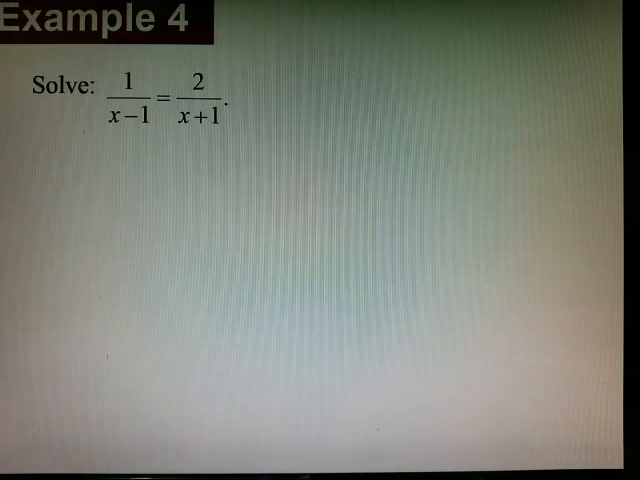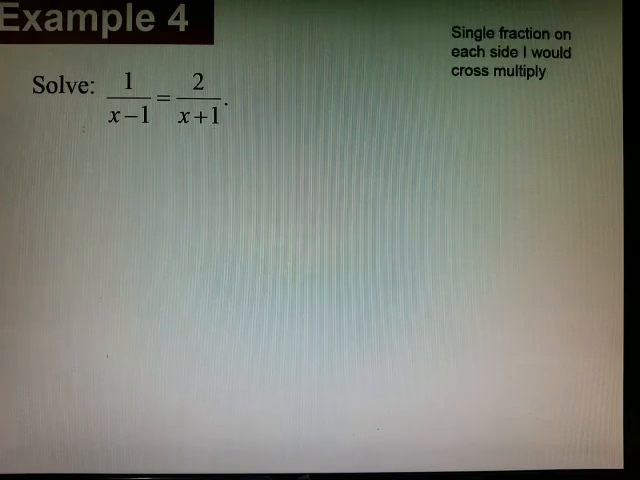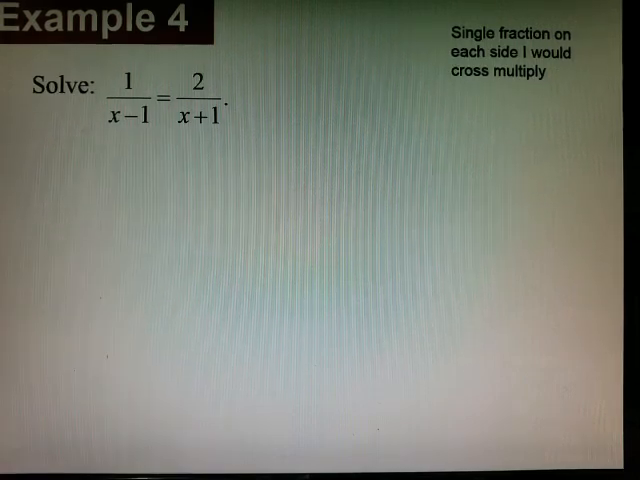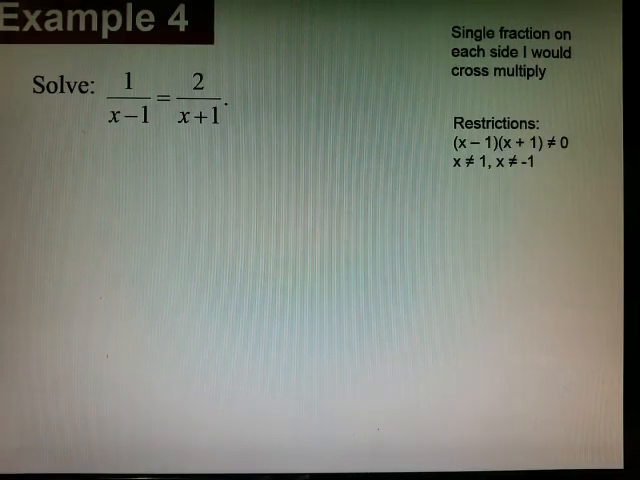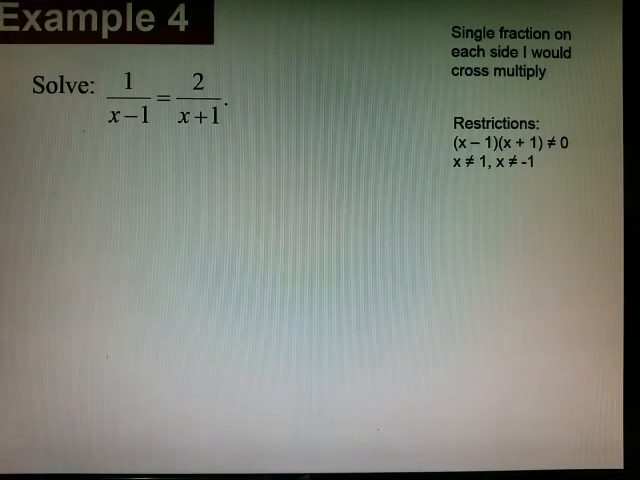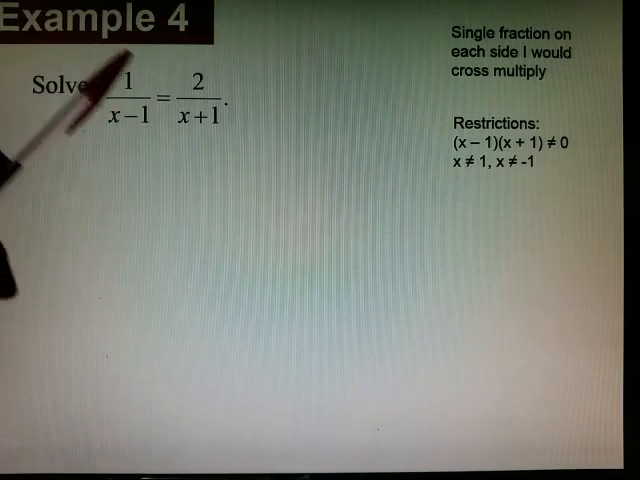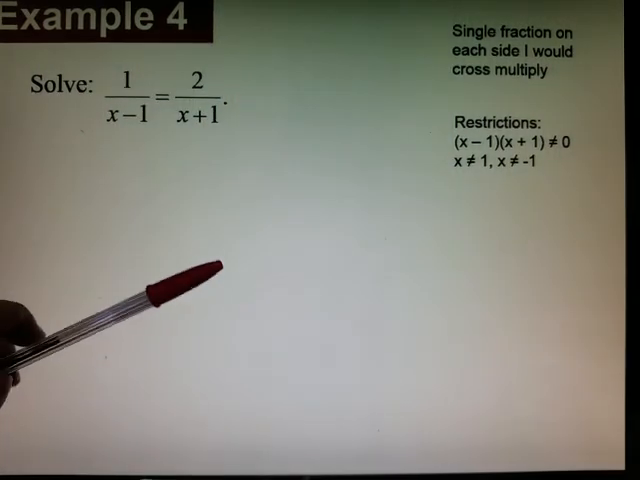Alrighty, this one here, 1 over x minus 1 equals 2 over x plus 1. They're both factored. Common denominator, x minus 1 times x plus 1. The things that x cannot be: 1, x cannot be -1. So those are your restrictions. The easiest way to do this one, because it is a single fraction on the left and a single fraction on the right, would be to cross multiply.